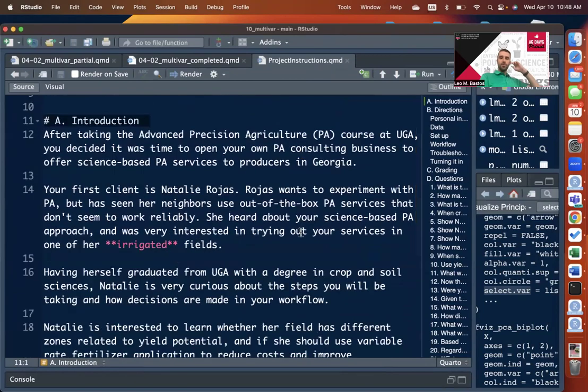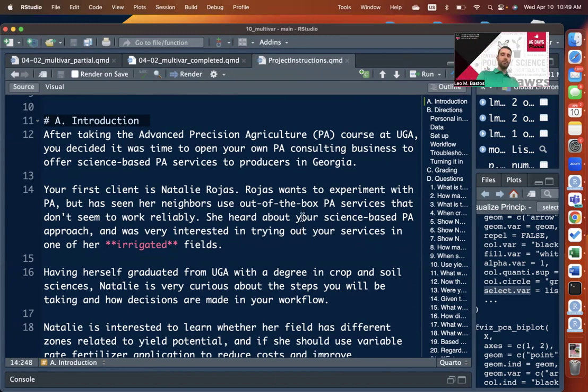All right, so I'm setting up a case study for you where you can read in more detail on your own afterwards, but really it's a story about a person. Her name is Natalie Rojas. She was a student at UGA and she took some of the Precision Ag classes here. She was interested in applying these concepts to her farm, but she does not have the time to do that herself. So she's hiring you to do that for her.